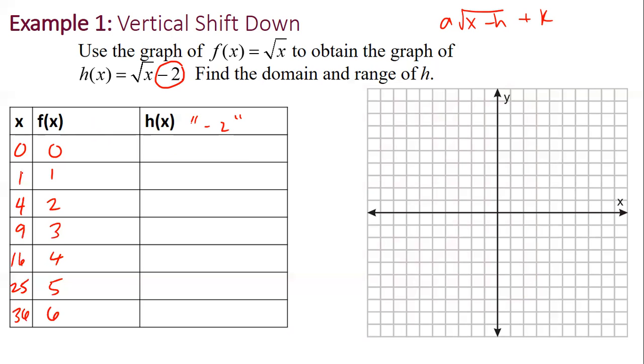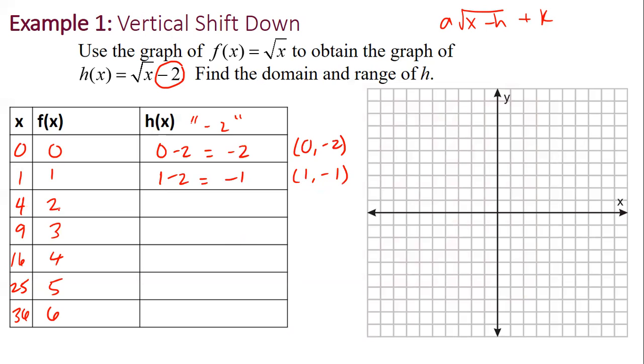Now, to each one of my y values, I'm now doing what? Subtracting 2. Am I touching the X values? No, because vertical translations only affect the y. So I have 0 minus 2, which puts it at negative 2. This new point is at 0, negative 2. Does that make sense? I have 1 minus 2, which puts that at negative 1. So this point is at 1, negative 1.